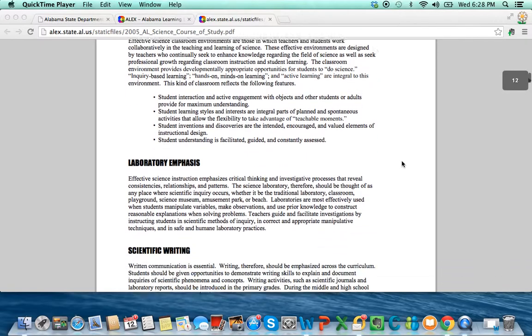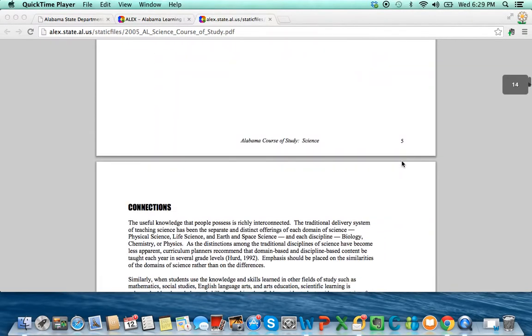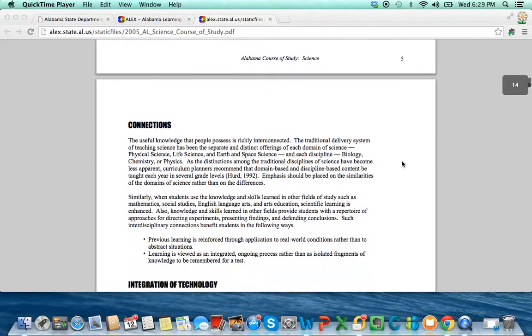Here are some position statements about lab emphasis, writing, and safety, and we will discuss safety a little bit later on in the course.